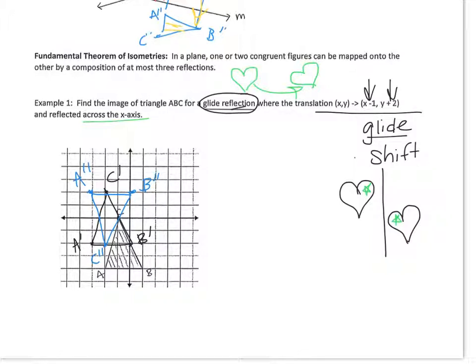So if you compare the original black shape with the blue figure, it is a glide reflection. You couldn't just draw a line of symmetry right here. You can't draw a line of symmetry, but you can tell that it's been reflected. So if it's been reflected but it's been shifted, then it's a glide reflection.